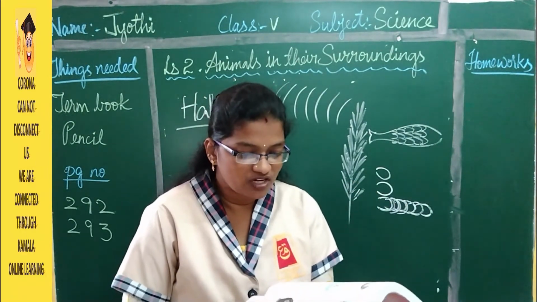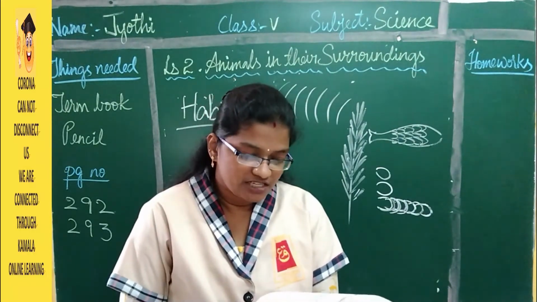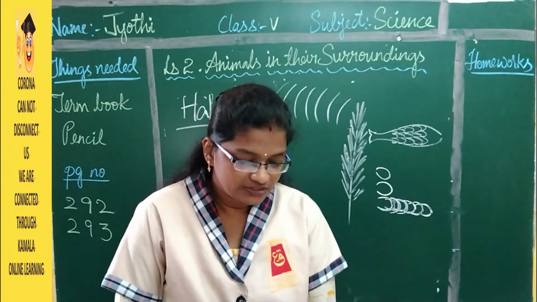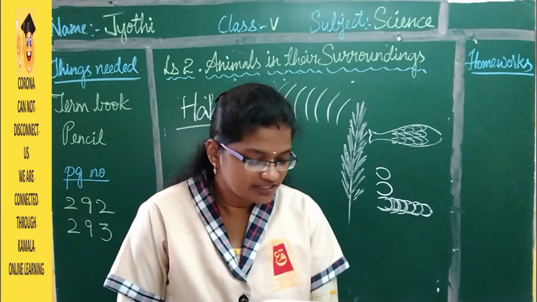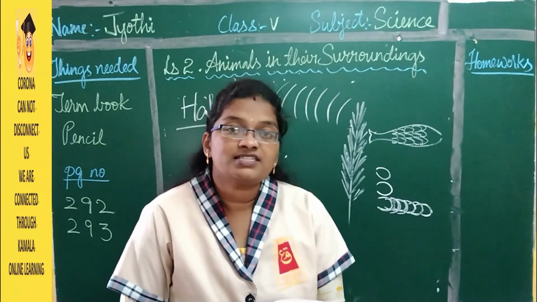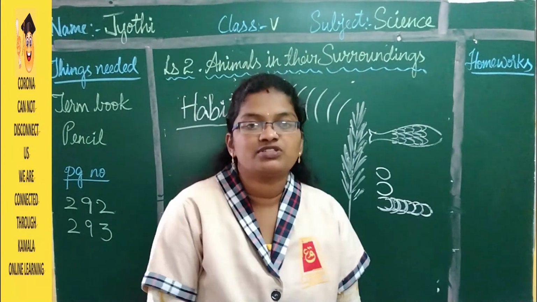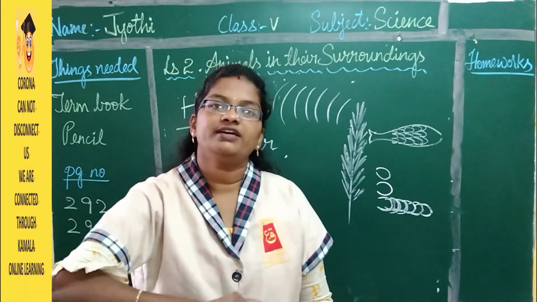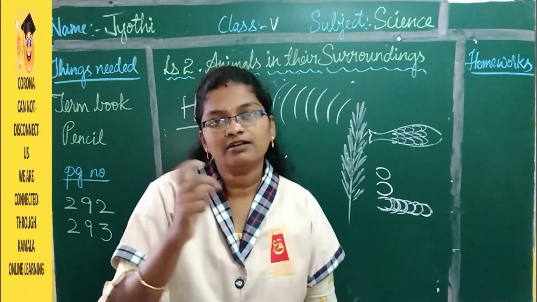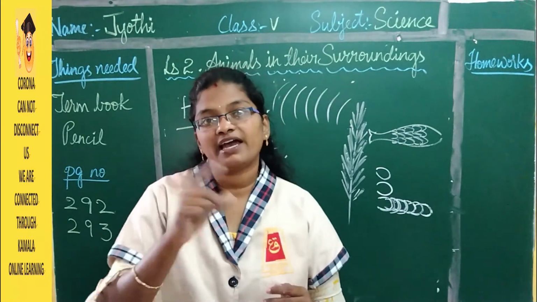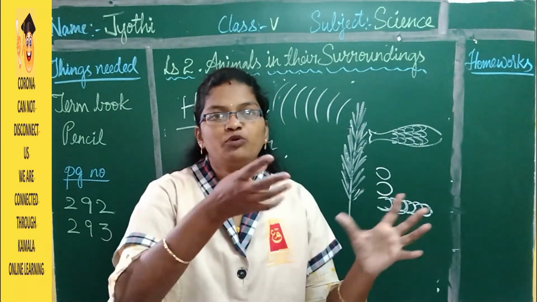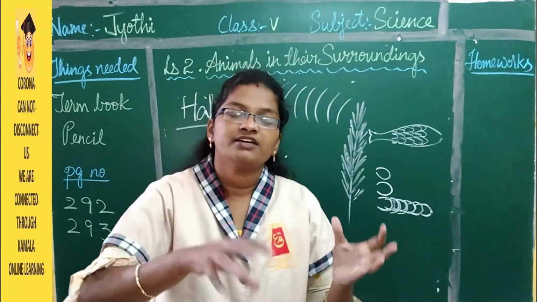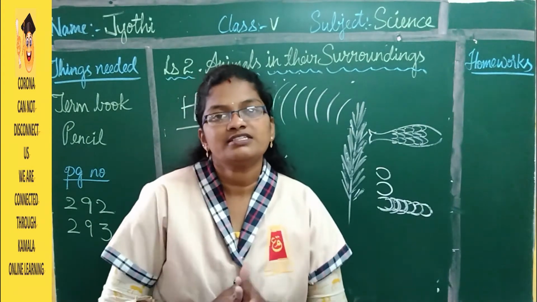Other body coverings: the color and stripes on the body of a tiger blend with the forest background. So the animal being hunted cannot easily spot it. So this is called camouflage. If you see a zebra and a tiger, they have stripes. A tiger has yellow and black stripes. A zebra has black and white stripes. So when they move in the jungle, right, suddenly if we see that animal, we cannot identify it. They get mixed with the color of their surroundings.